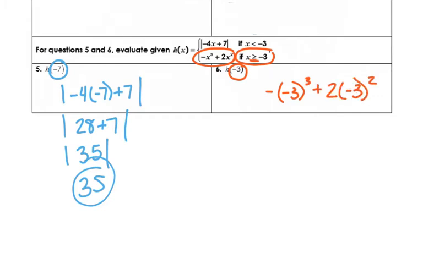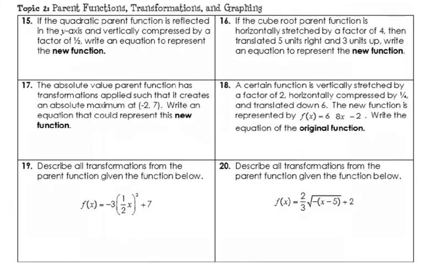And you can type all of this into a calculator. Even in the Desmos calculator, you should get 45. So that's how you do those.